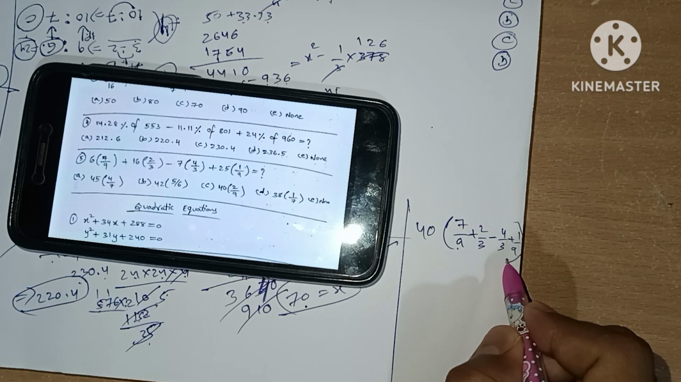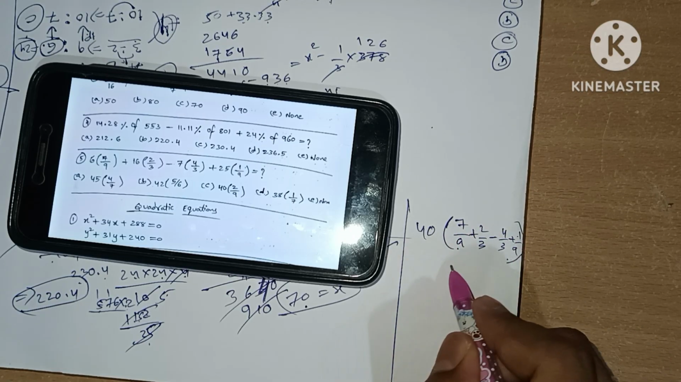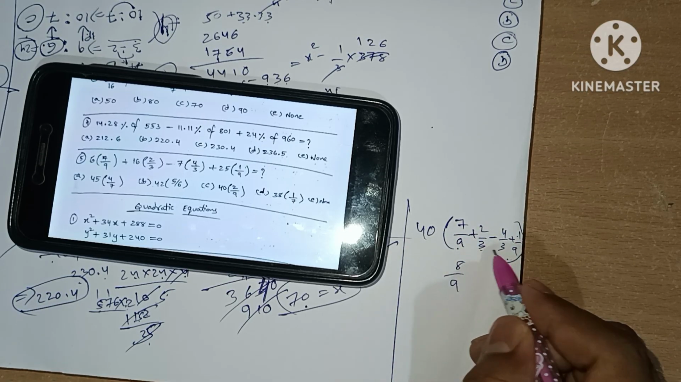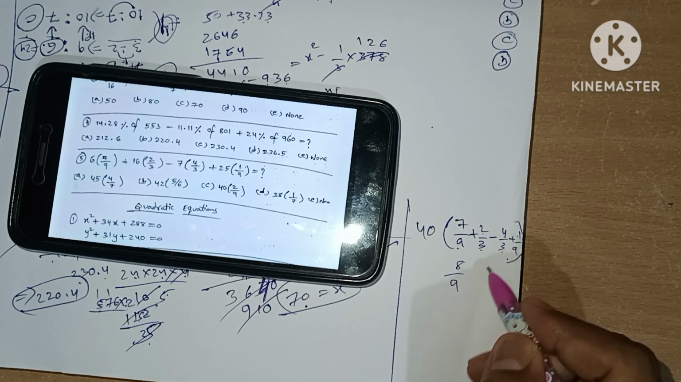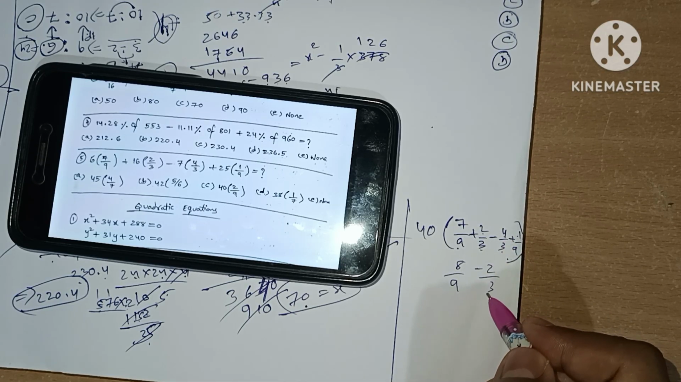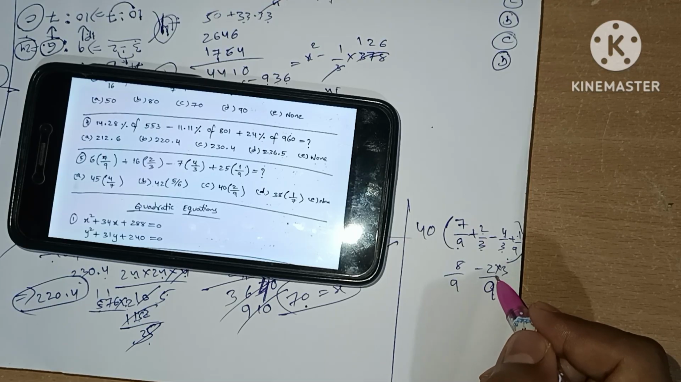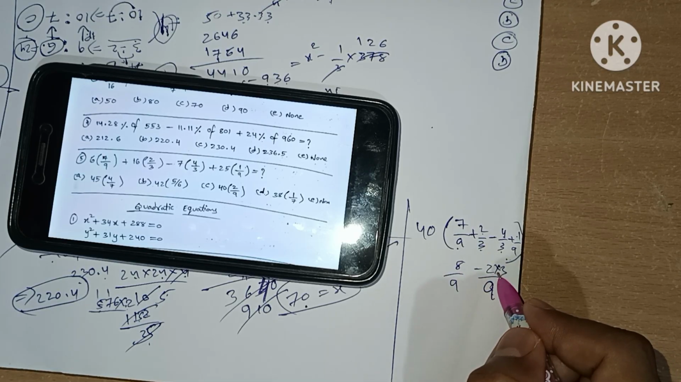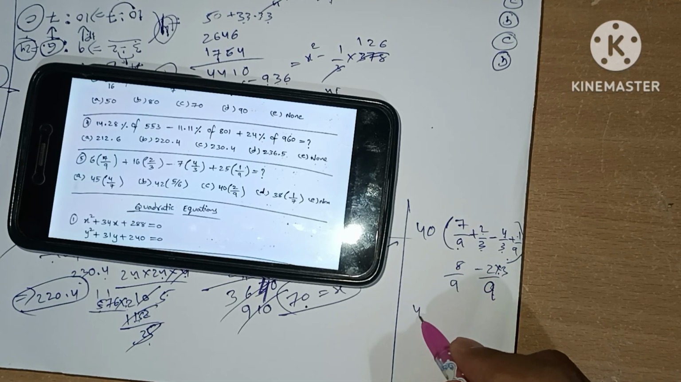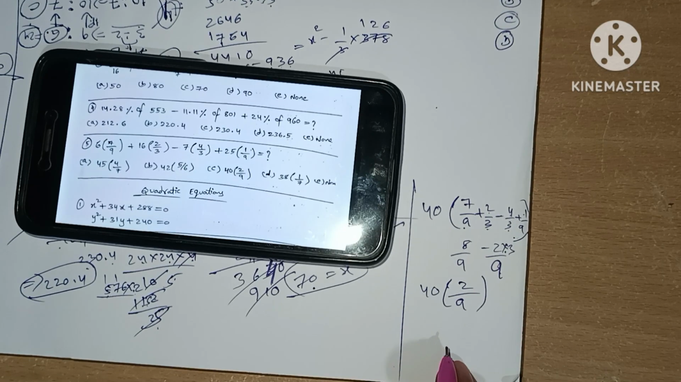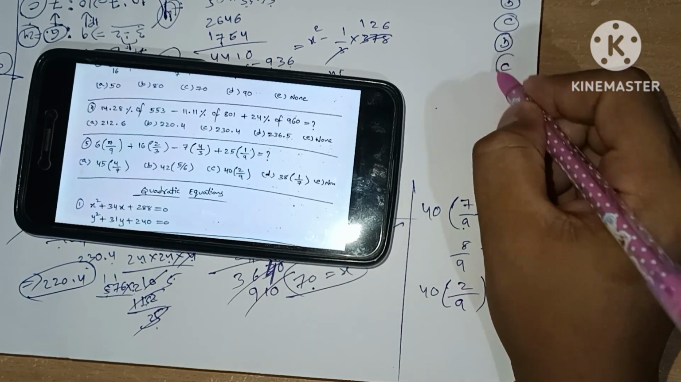Here denominator is 9, so 7 plus 1, which will be 8 by 9. Here denominator is 3, 2 minus 4 will be minus 2 by 3. So making this 3 as 9 by multiplying it with 3. 8 minus 6, which will be 2. So 40 into 2 by 9 is the answer. So option C is our answer.